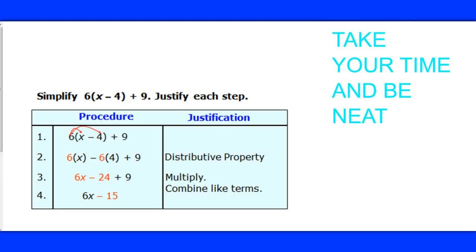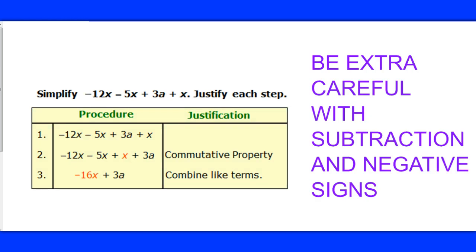All right? Here's another one. Take your time, be neat. All right? So I'm going to do this. That's the distributive property. Multiplication allows me to rewrite that as 6x, and this is 24. Then I'm going to combine like terms right here, and I'm finished.